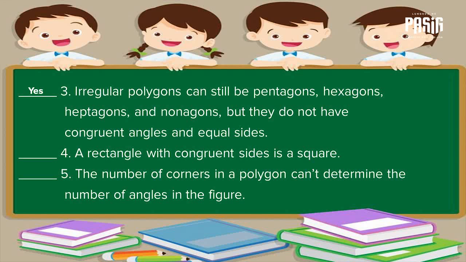Number 4. A rectangle with congruent sides is a square. And the correct answer is yes. And the last one, number 5. The number of corners in a polygon can't determine the number of angles in the figure. The correct answer is no.